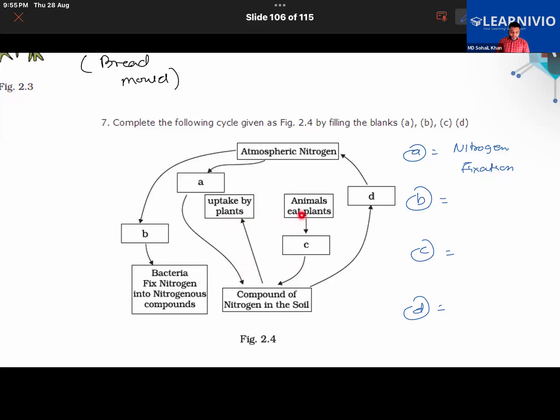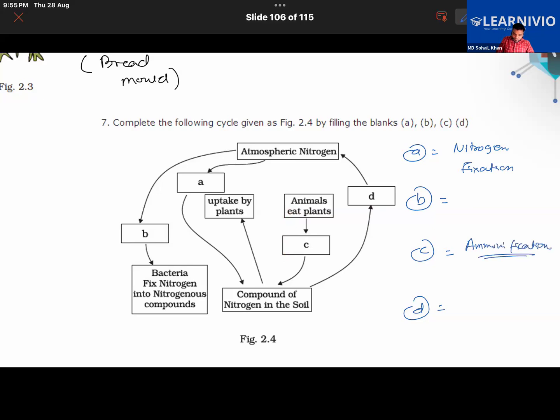Oh, animals, yes sir. Animals eat plants, right? And when animals die, they will be decomposing, and that means ammonification will take place, when the nitrogenous compounds locked in their body will return back to the soil. So for C it is actually ammonification.